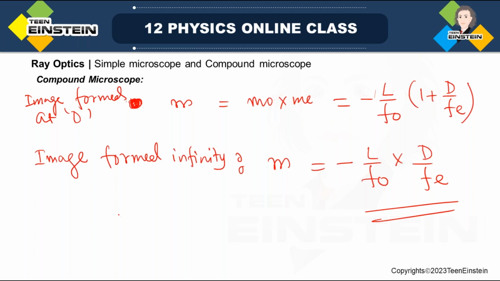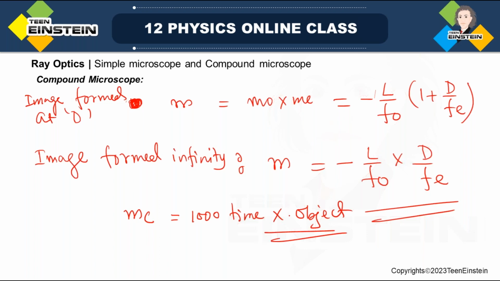So as I said, the magnification of a compound microscope is some thousand times, 1,000 times or 100 times greater than a simple microscope, and 1,000 times the size of the object. Okay, so I think this is all of what we have discussed today.